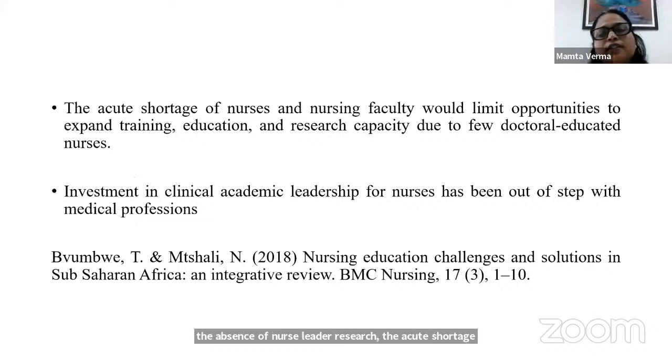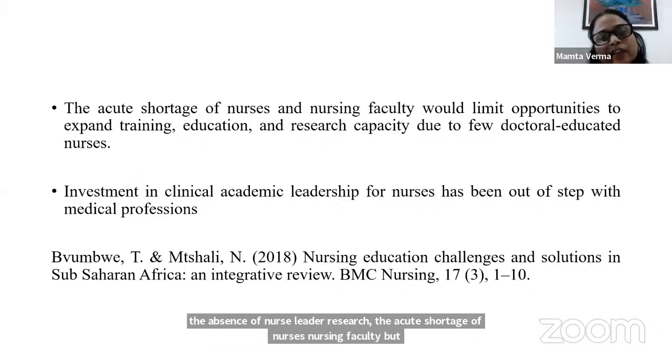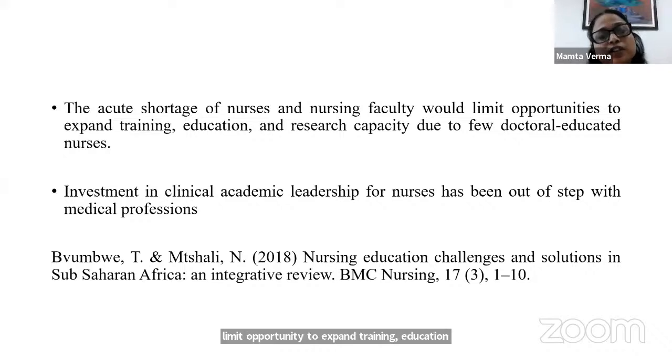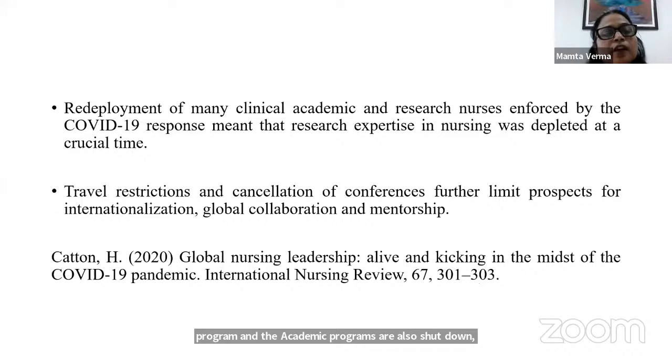The acute shortage of nurses and nursing faculty would limit opportunities to expand training, education, and research capacity, due to few doctoral educated nurses. As everything was on pause, the doctoral programs were affected and we faced a lot of shortage. Then, investment in clinical academic leadership for nurses has been out of step with medical professionals. Yes, the leadership programs and academic programs were also shut down because we channeled our energy to manage patient care. Redeployment of many clinical academic and research nurses, enforced by the COVID-19 response, means the research expertise in nursing was depleted at a crucial time.